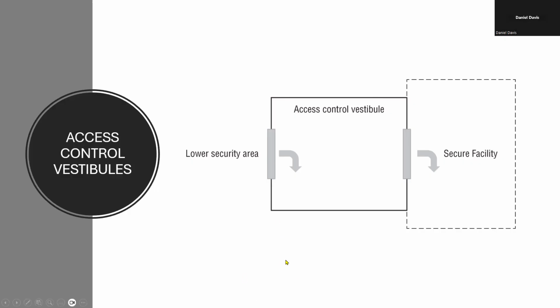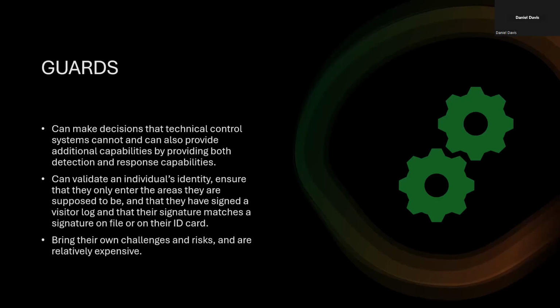We also have just a quick graphic for an access control vestibule, also usually called a man trap. You have some kind of low secure area. Before someone can go to the higher security facility, they have to enter some sort of man trap or access control vestibule where they are authenticated and either granted or denied access, and they are stuck in this area if their access is denied. Guards are also an important option for physical security. Guards can provide both detection and response capabilities. They can validate individual identities, and one of the biggest drawbacks is guards tend to be fairly expensive.